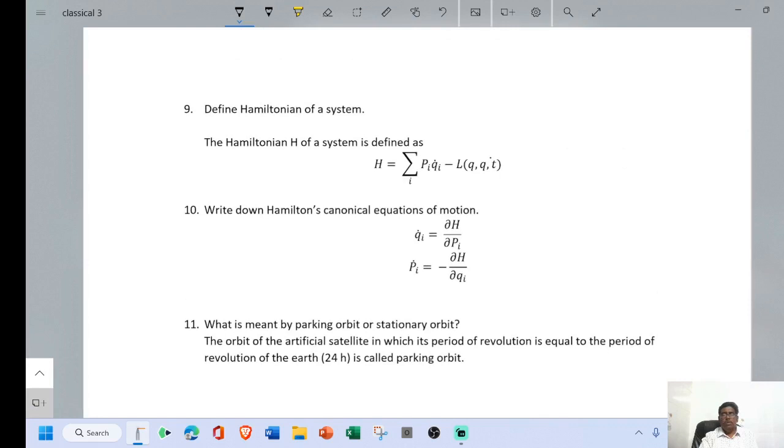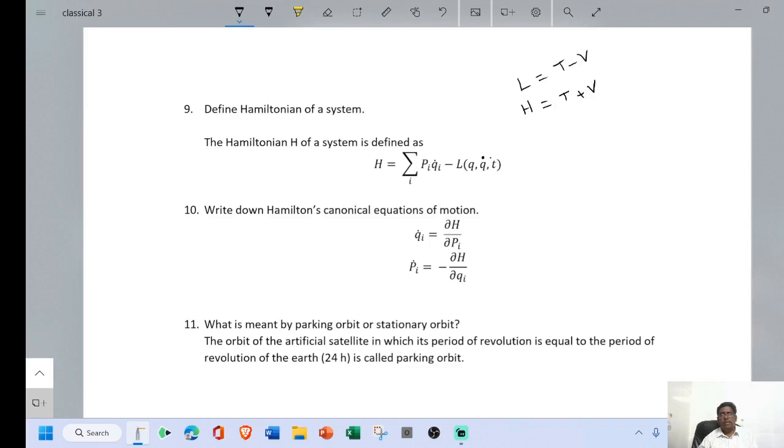We will go to the next, ninth question. Define Hamiltonian of a system. We know that H equal to T plus V, summation of kinetic and potential energy, whereas Lagrangian is T minus V. The Hamiltonian H of a system is defined as summation over i of p i q i dot minus L. L is the function of position q, then q dot velocity, and time.